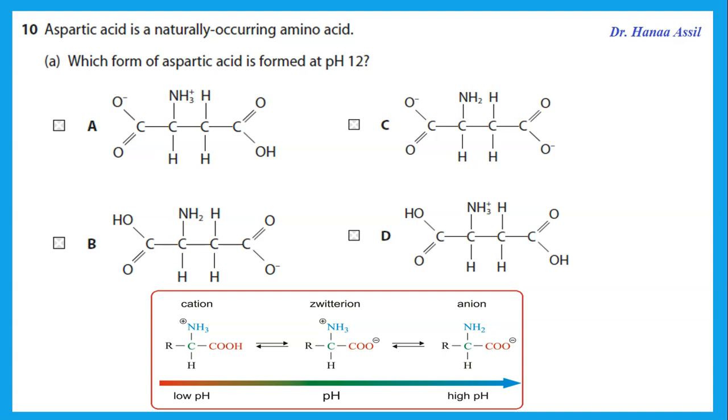Now, if we put it in an acidic pH, which is a low pH, then the amine part is NH3 plus and the acid is COOH. Here we're putting it at pH 12. pH 12 means in a basic medium. High pH means the amine part would be NH2 and the acid part will be COO minus, or the salt. So this is the form in which the amino acid would exist at high pH.